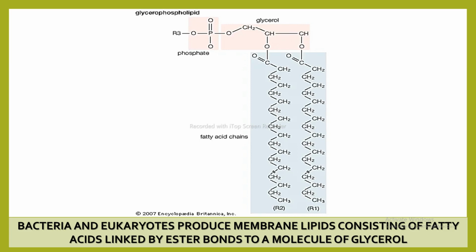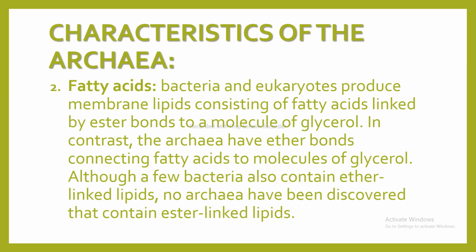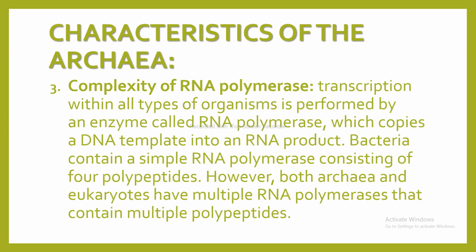Bacteria and eukaryotes produce membrane lipids consisting of fatty acids linked by ester bonds to a molecule of glycerol. So this is a glycerophospholipid, this is the phosphate group, and this is glycerol, which is linked to fatty acid chains as shown in the figure. So next characteristic is the fatty acids. In contrast, the archaea have ether bonds connecting the fatty acids to molecules of glycerol, although a few bacteria also contain ether-linked lipids. No archaea have been discovered that contain ester-linked lipids.